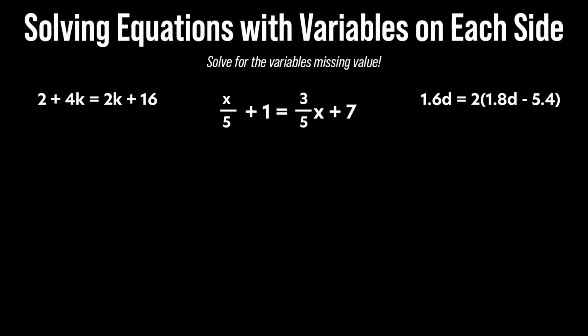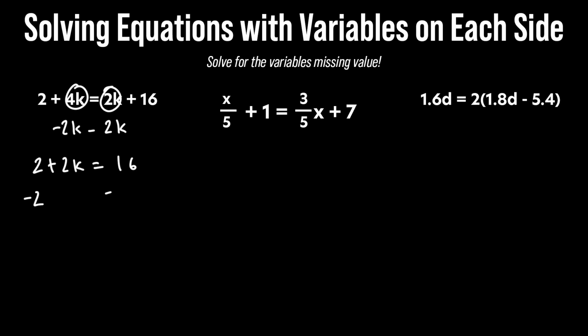For example here, you can actually subtract 2k from both sides of the equation. Because 4k and 2k both have k as the variable, you're allowed to perform this operation. So in this case, subtracting both sides by 2k would result in 2 plus 2k, which is equal to, this would be 0, and then we have 16.